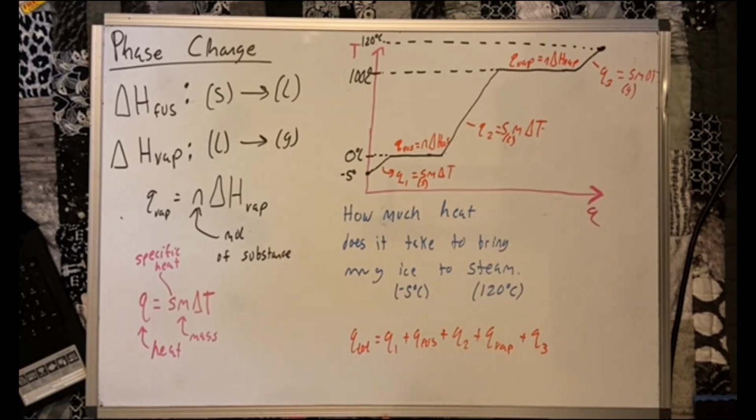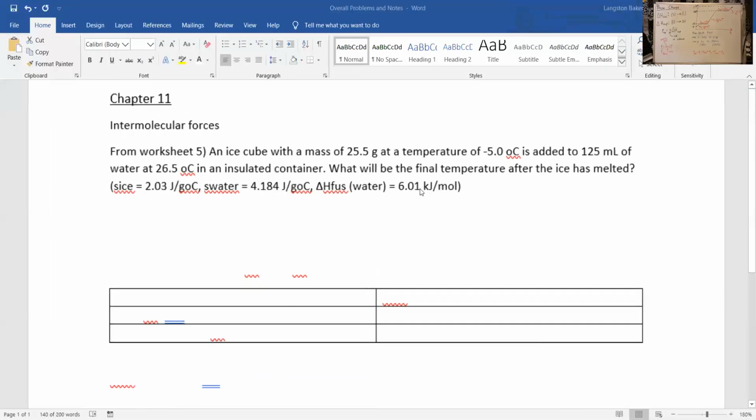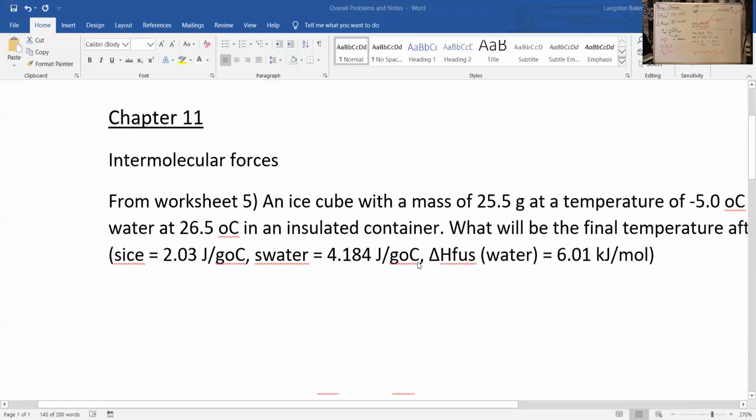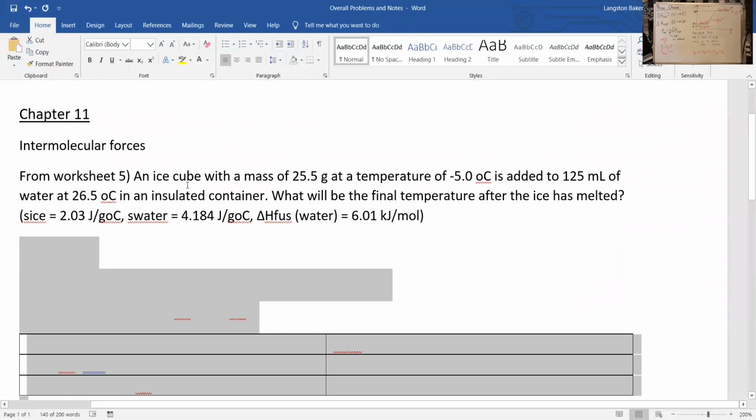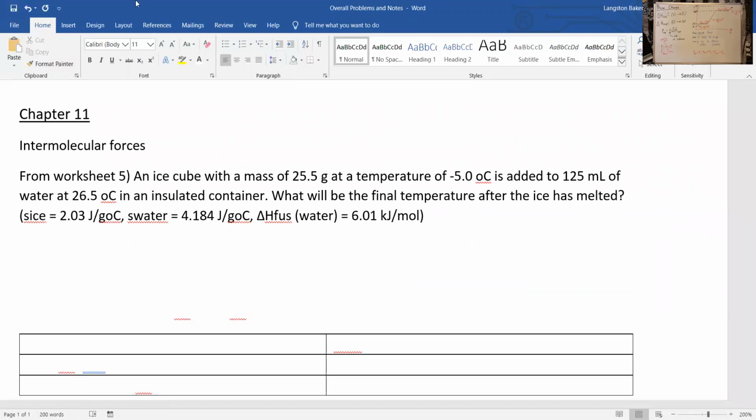Here's one of the chapter 11 worksheet problems. I'll share it with you in a second. The answer's not on here, I don't think it is. It isn't. Oh, there we go. Ignore that empty table. Well, that's weird. Anyway, there it is. Copy it down, do whatever you need. I'll write it on my board.